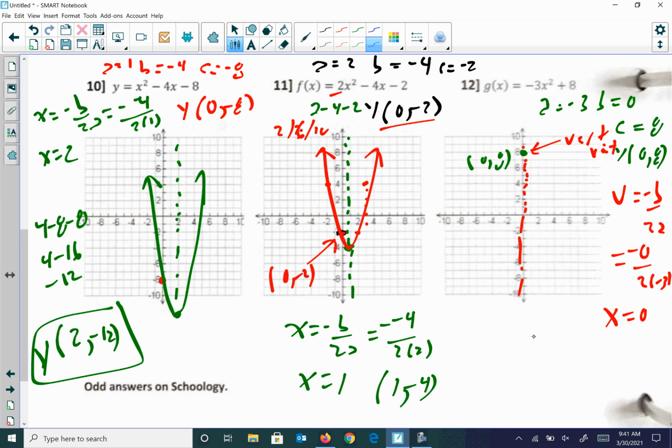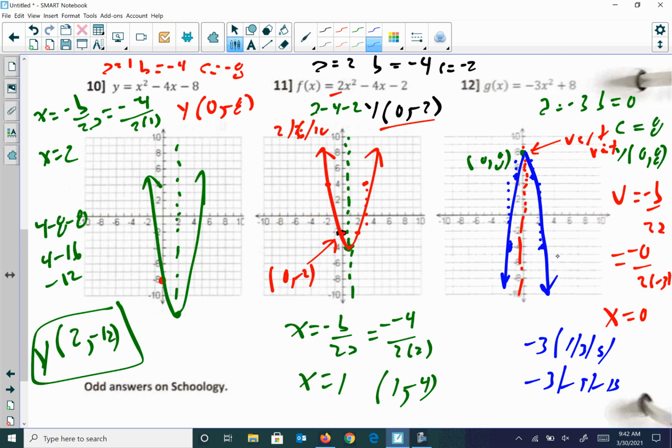And I can pattern graph. My pattern graph is going to be negative 3 times 1, 3, 5. So negative 3, negative 9, negative 15. So right one down 3, left one down 3, right one down 6, or down 9, excuse me. 2, 3, 4, 5, 6, 7, 8, 9. Holy cow, that's way down there. Left one down 9. Okay, so there's my parabola. It doesn't show me my exact roots because the pattern graph didn't express it.